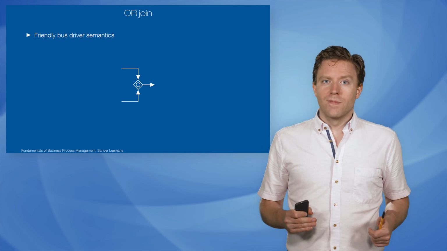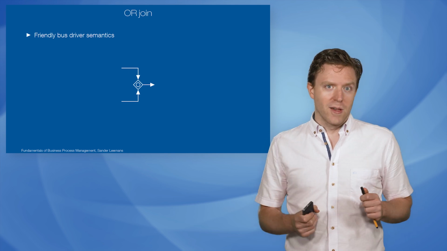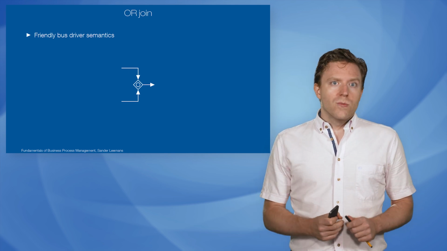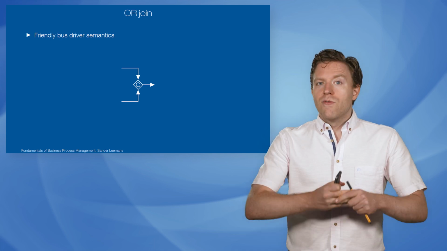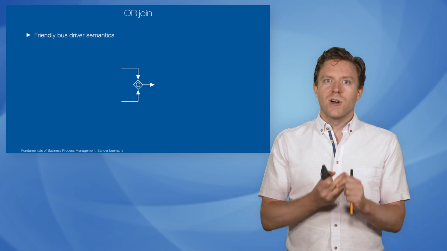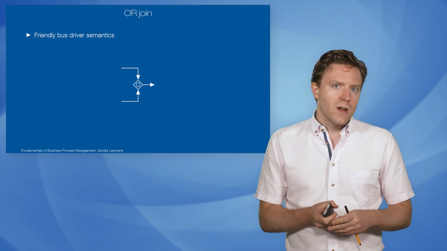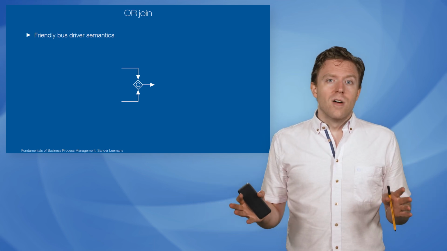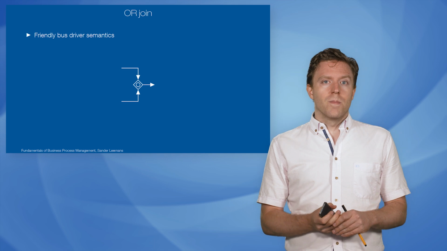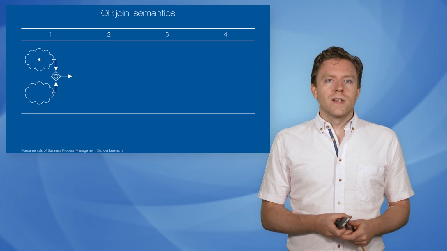Then for the join. And I already mentioned your worst nightmare, it's coming. The OR join works as the friendly bus driver semantics. So a friendly bus driver is a bus driver that will go if there is at least one passenger, but will wait indeterminately if another passenger might still come. So a very friendly bus driver. Let's look at an example.